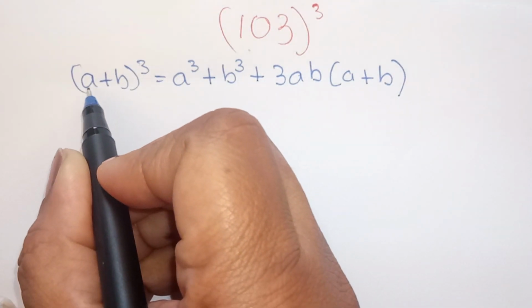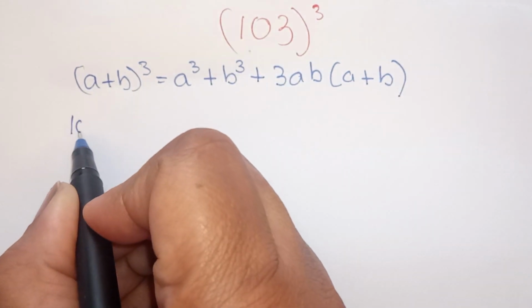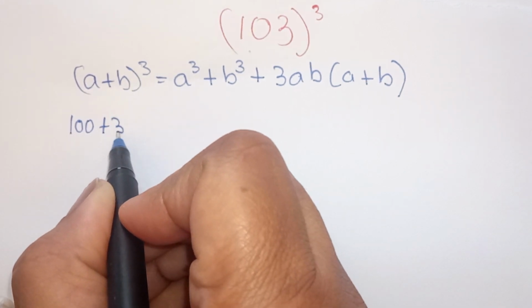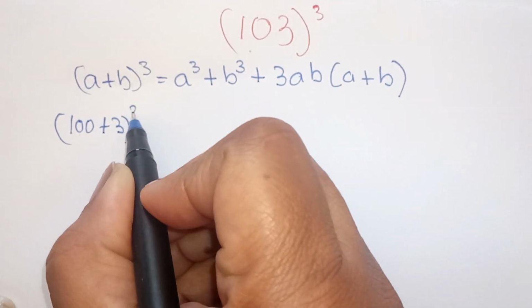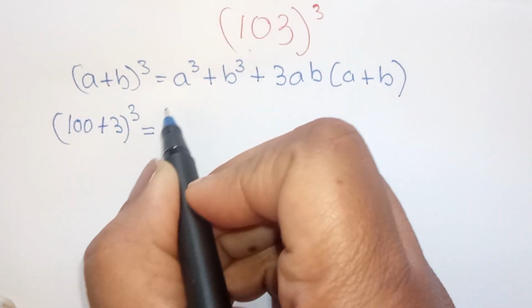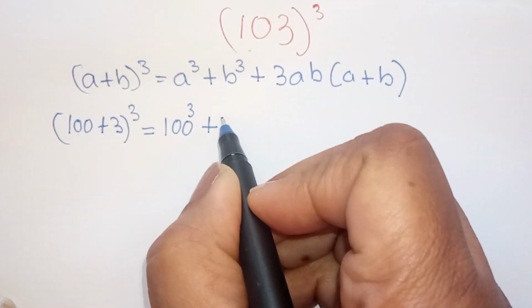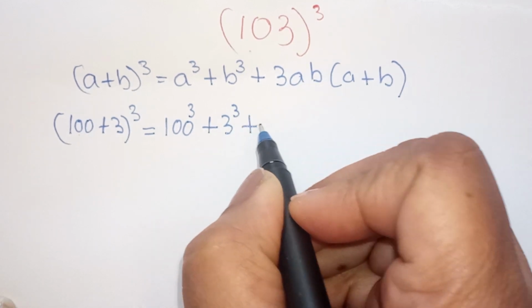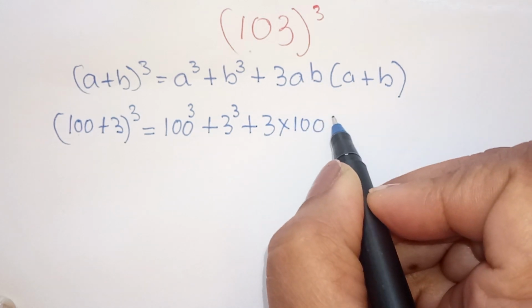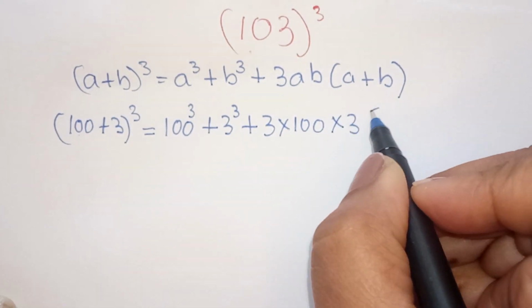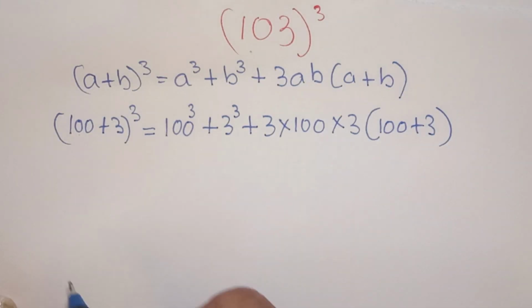Now we're going to substitute here a plus b. Since here we have 103, we'll say 100 plus 3. So 100 plus 3, 103 to the power of 3 equals a will be 100^3 plus b will be 3^3 plus 3 multiplied by a is 100 and b is 3, brackets 100 plus 3. Okay, now let us work out.